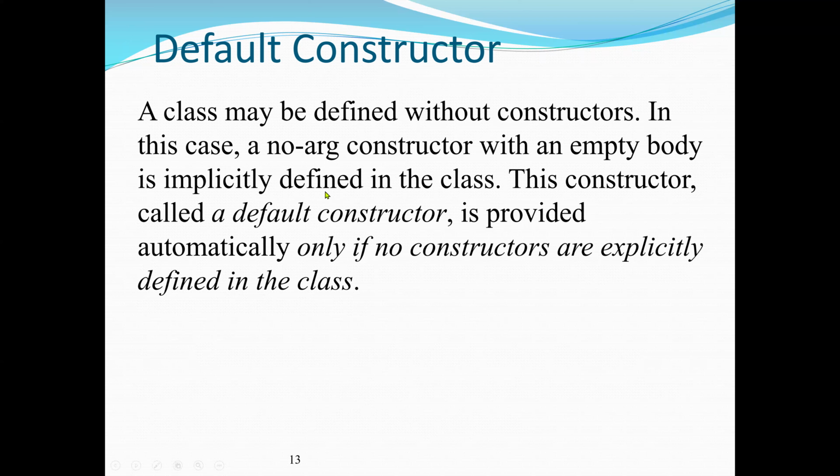So that's why normally we say a constructor with no argument is also called a default constructor. Because if we don't even have a constructor in the Circle class or any class, by default, the no-argument constructor will be invoked to create the object. So that's what we said. This constructor, called a default constructor, is provided automatically only if no constructors are explicitly defined in the class.